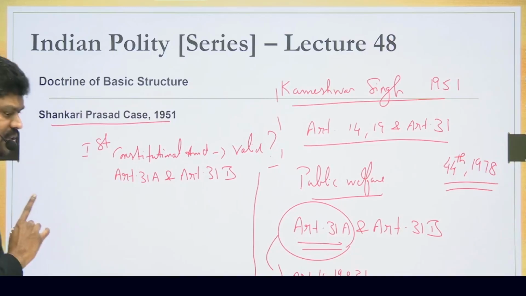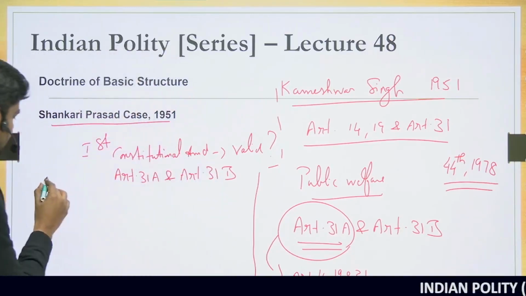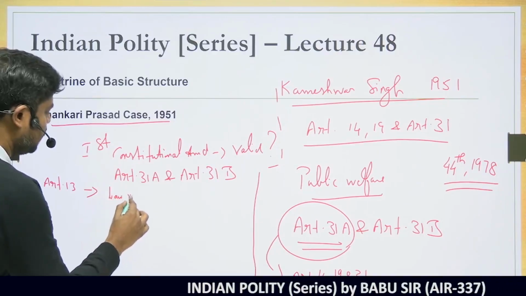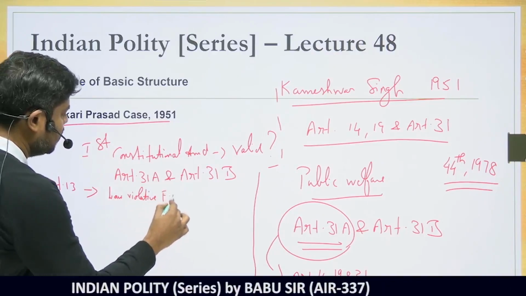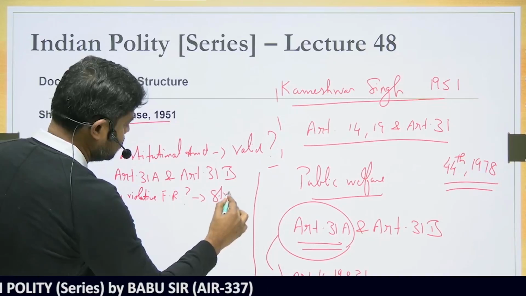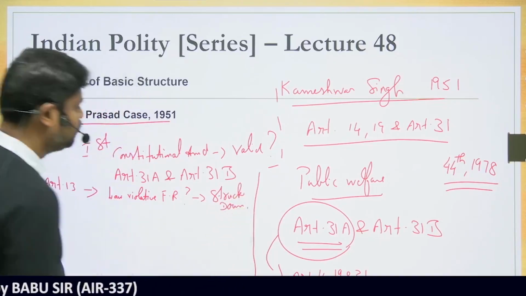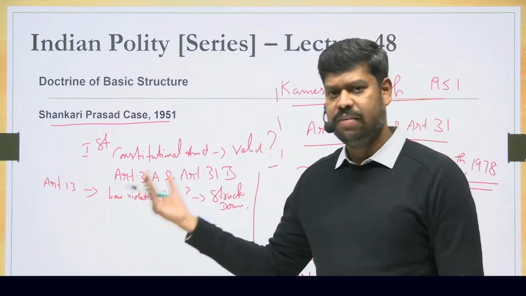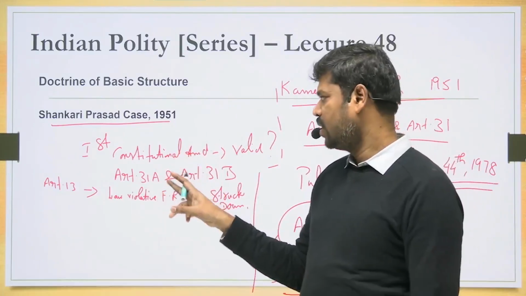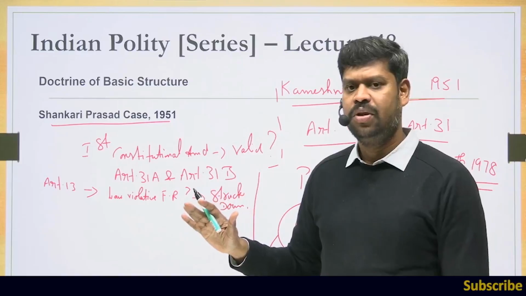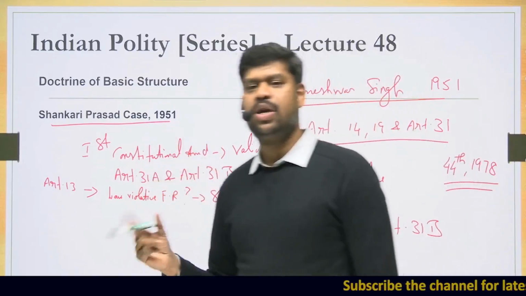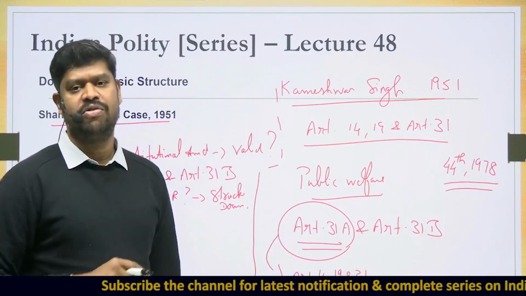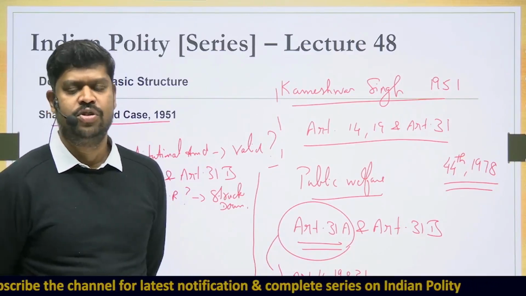So what is the argument that was put forward by Shankari Prasad? Now Shankari Prasad is saying, look into Article 13 of the Constitution. What is Article 13 saying? Article 13 is saying that if any law is violative of fundamental rights, then those laws can be struck down. So Shankari Prasad is saying, if any law is found to be violative of fundamental rights, they can be struck down by the courts. That is the crux of Article 13. Now look here, the first Constitutional Amendment Act is also a law, by which they are inserting two articles, that is Article 31A and Article 31B. So the first Constitutional Amendment Act should also be considered a law under Article 13, and if they are found to be violative of the fundamental rights, then they should also be declared invalid. This is the argument he is making.